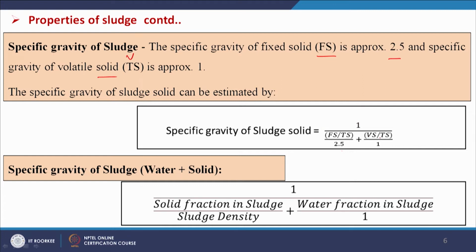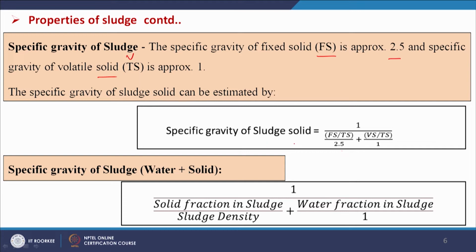So, this Vs by Ts is the mass of Vs, divided by the density. So, we will be getting the volume of the volatile solid. So, this plus this is the total volume, and 1 is our mass. So, mass by volume, the density, is equal to the specific gravity of sludge solid.